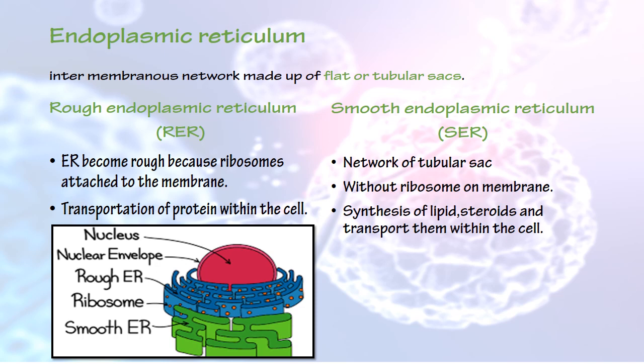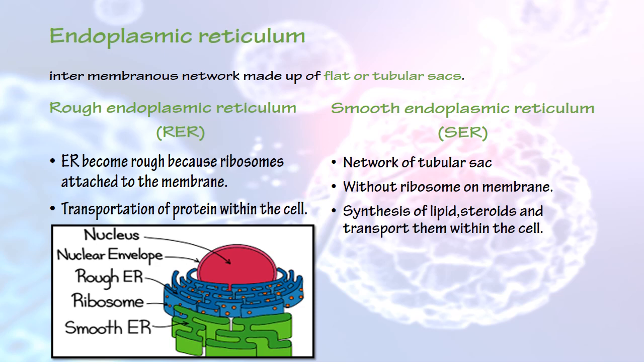Endoplasmic reticulum. What is endoplasmic reticulum? They are flat tubular sacs, and it is a network of membranous structure. This endoplasmic reticulum is always found attached to the nucleus and it can be found attached to the cell membrane, because this endoplasmic reticulum is responsible for transport of materials inside the cell.